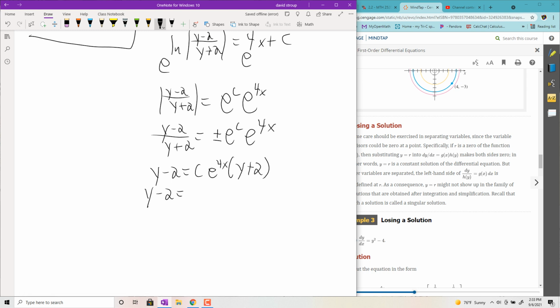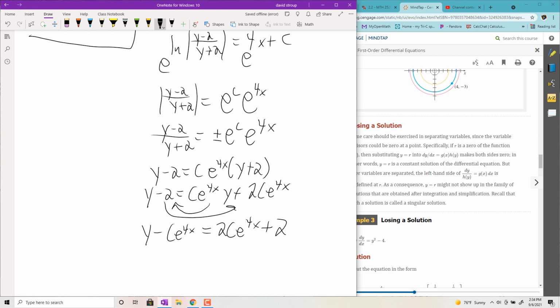y minus 2 equals c e to the 4x y plus 2c e to the 4x. Move this guy over, and then the negative 2 over here, add 2 to the other side, so y minus c e to the 4x y equals 2c e to the 4x plus 2. Whoops, I lost the y somewhere. You can factor out the y, so you get y times 1 minus c e to the 4x equals 2c e to the 4x plus 2.